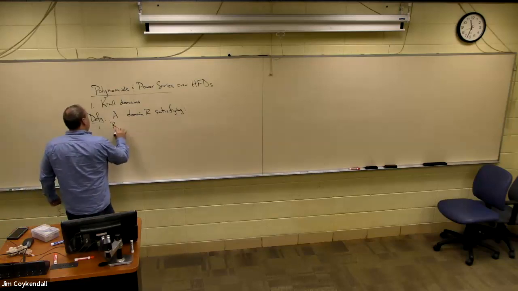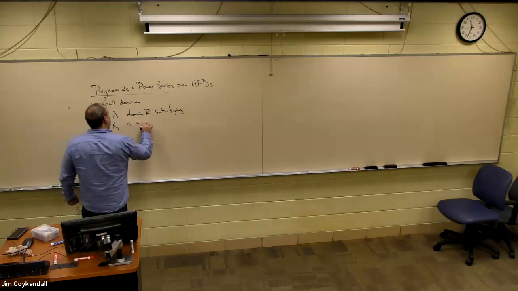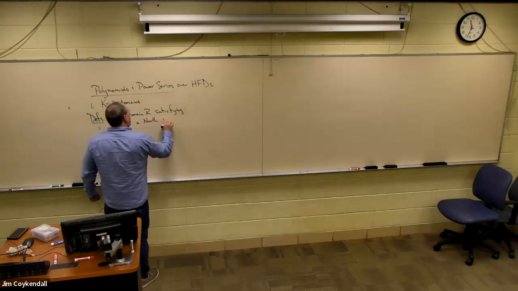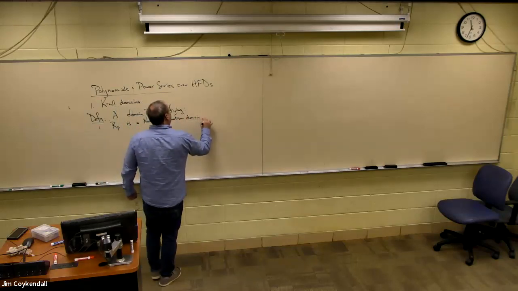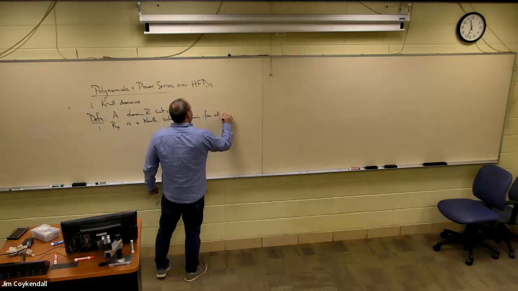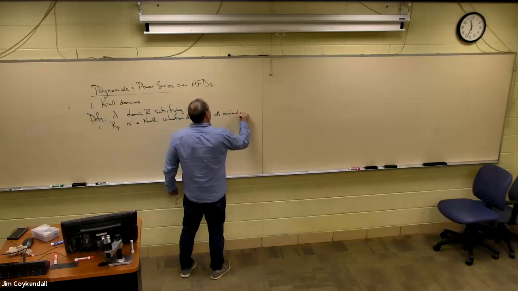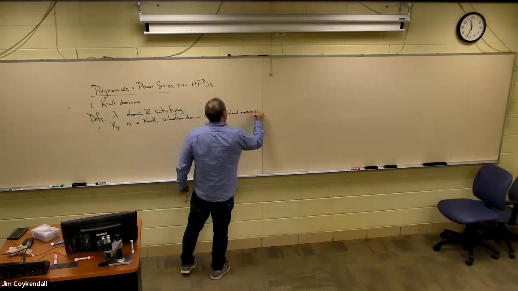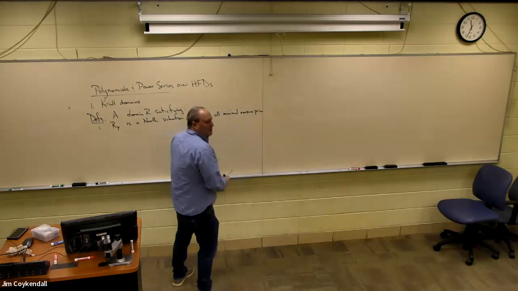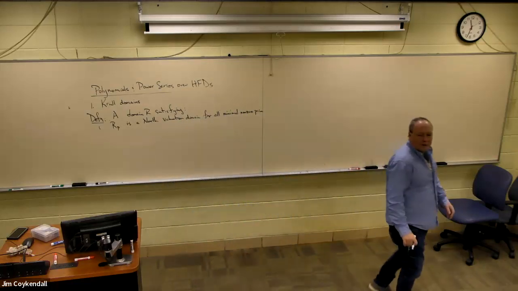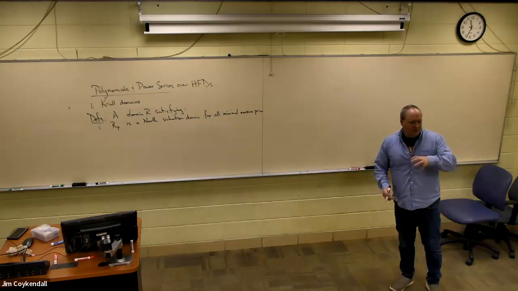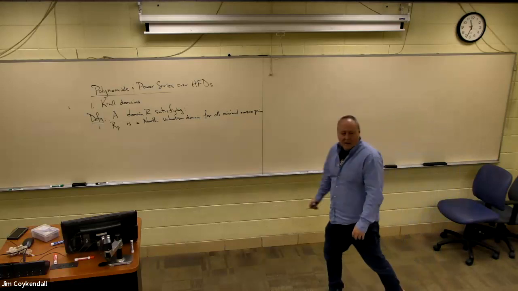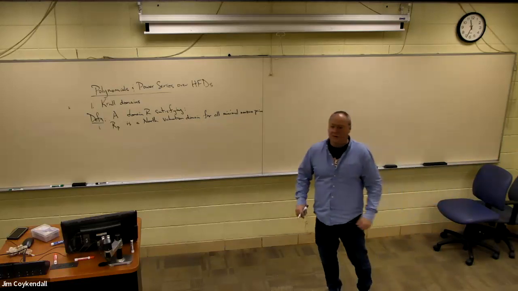One, R localized at P is a Noetherian valuation domain for every minimal non-zero prime P. So in other words, what do I mean by a minimal non-zero prime? I mean a prime ideal that is not zero, but there's no prime ideal between that and zero. So it's as small as you can get and not being zero. Some of the homework we did earlier shows that these things exist.